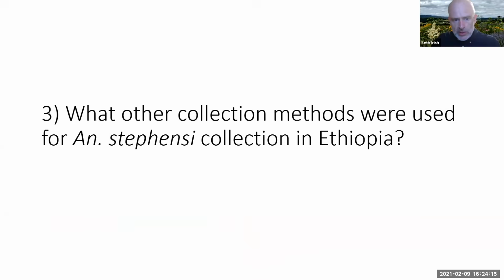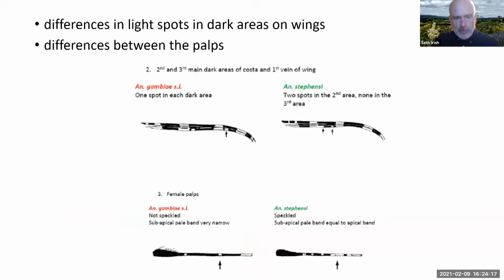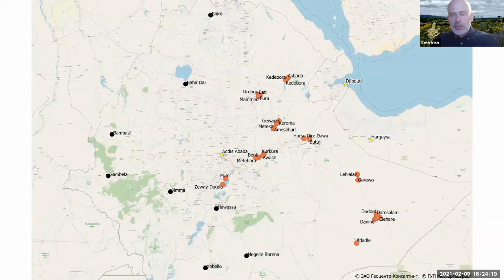I have some quiz questions, but I'll just show you a map of Ethiopia, and this is some of our surveillance results. So all of these orange spots are areas where we have found Anopheles stephensi adults or larvae. So you can see it's mostly in the eastern part of the country so far.